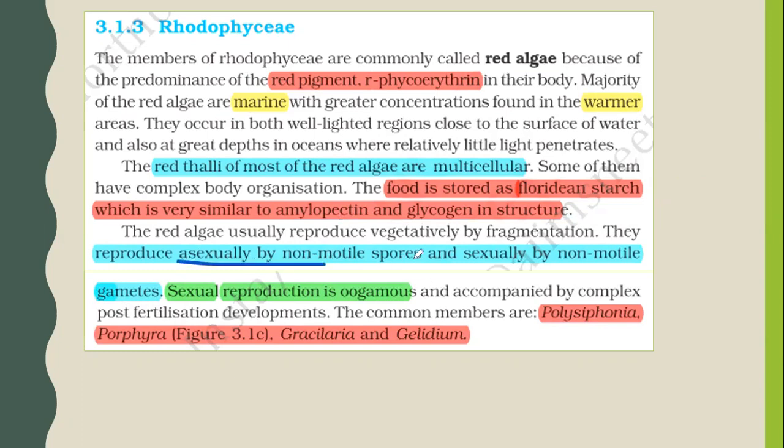They reproduce asexually by non-motile spores, that is, they do not have flagella. In Chlorophyceae, you have 2 to 8 apical flagella. In Phaeophyceae, you have 2 lateral flagella. Here you will have no flagella; flagella are absent. Sexual reproduction is oogamous, and the common members are Polysiphonia, Porphyra, Gracilaria, and Gelidium.